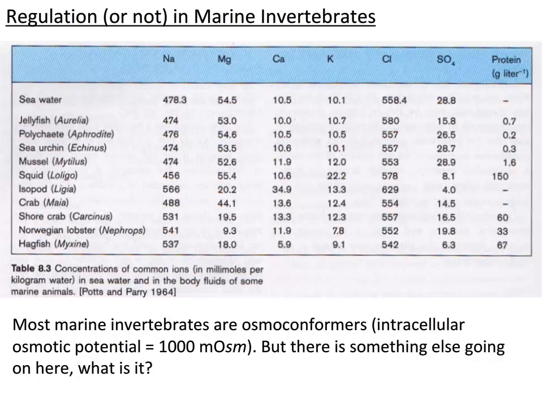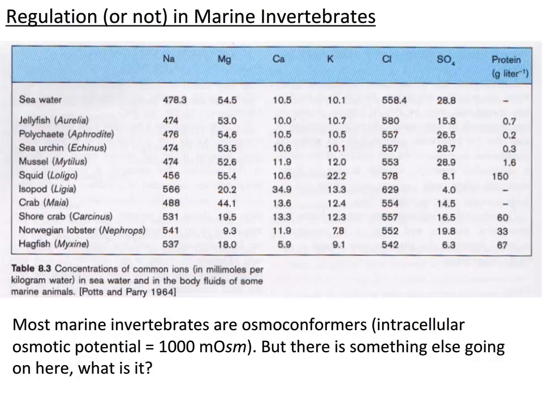So here we've got a series of marine invertebrates with one exception, a hagfish, at the bottom. And what I want you to do is add up the biggest ions across there and see whether or not it's different to 1,000 milliosmoles, which is the osmotic potential of seawater. And if we add them up, we can see they're all roughly around 1,000 milliosmoles, which means that most marine invertebrates are osmotic conformers. That is, their intracellular osmotic potential is equal to the extracellular osmotic potential.